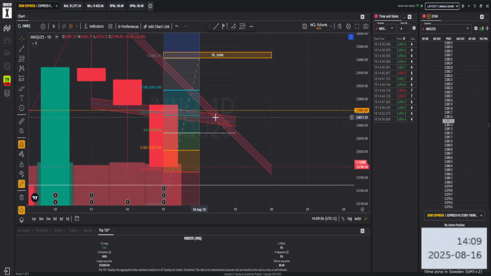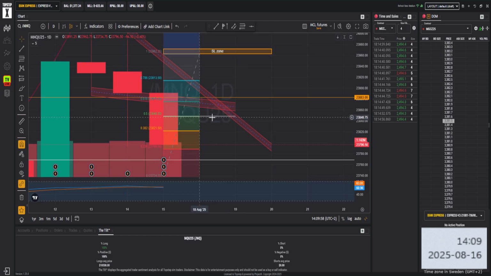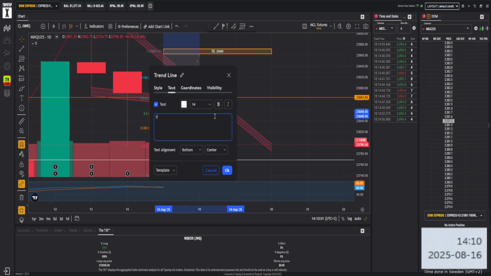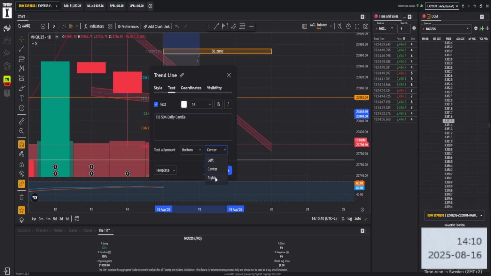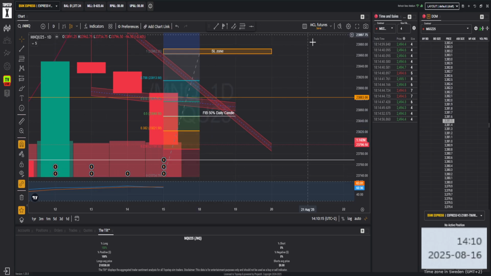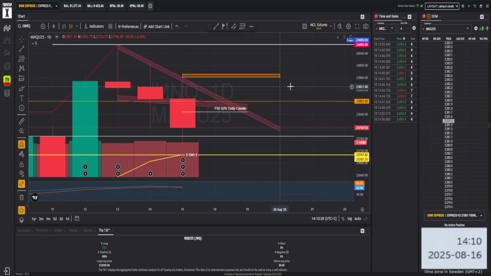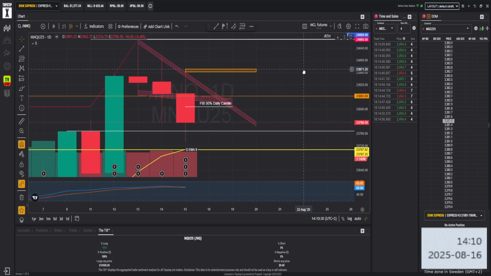Let's actually, can I please get into writing fib 50% daily candle. Keep that to the right at the top. Save. Remove this. Wait, actually, do we have any other? Never mind. Okay, that's the daily.